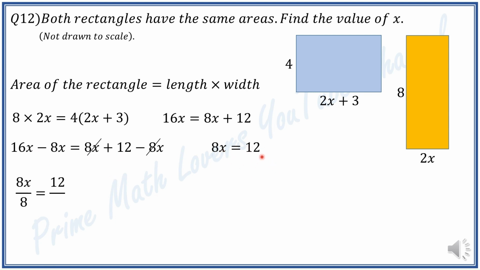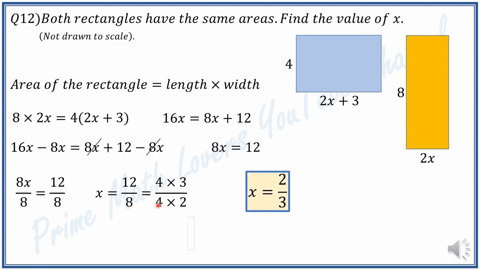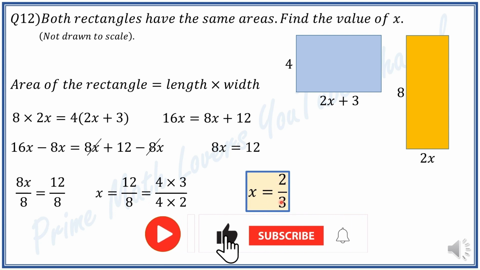So I divide both sides by 8, and I cancel this 8 with this 8. x is equal to 12 over 8. 12 is 4 times 3, and 8 is 4 times 2. So I cancel this 4 with this 4, and x will be 2 over 3.